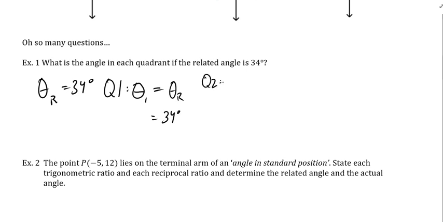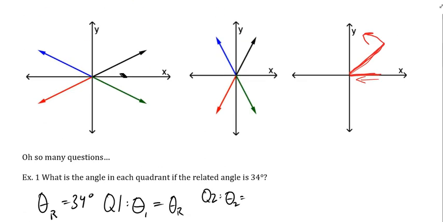Quadrant two. How do I find the angle for quadrant two? So here's theta related. The related angle is always between the terminal arm and the x-axis, and it's the same in each quadrant. The terminal angle starts on the positive x-axis and goes around, like the terminal arm. What's the relationship between those two?